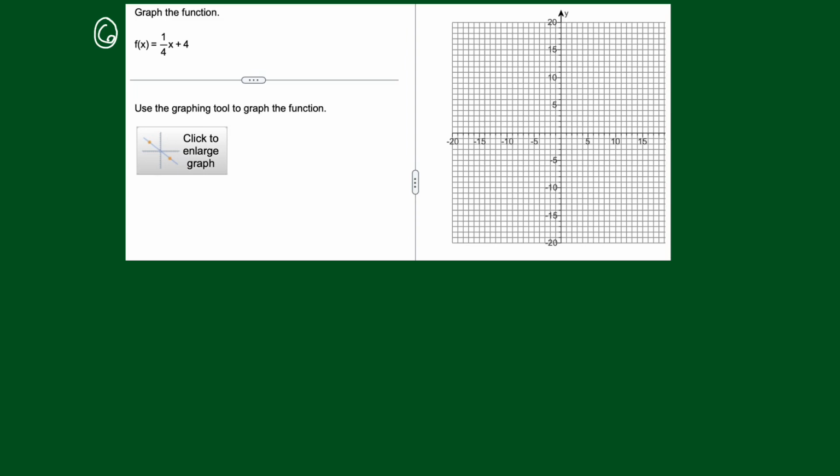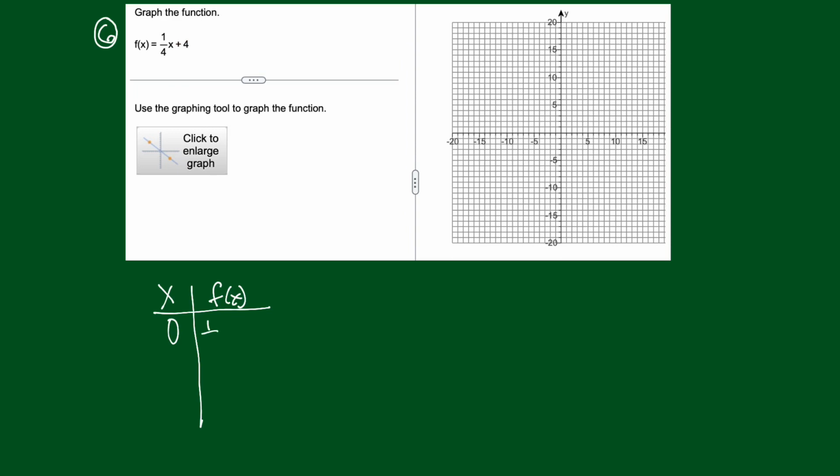3 is a check. So let's build a table. I'll do that right down here. Here's my x, and here's the f of x. All right, so let's choose some x values. An easy one to choose is 0, because if you put 0 in, you see what happens? 1/4 times 0, or 0 times anything is 0, and you just get 4. All right, so that's an easy one to work with.